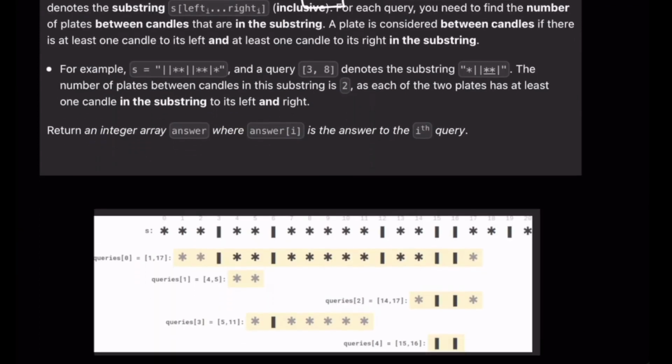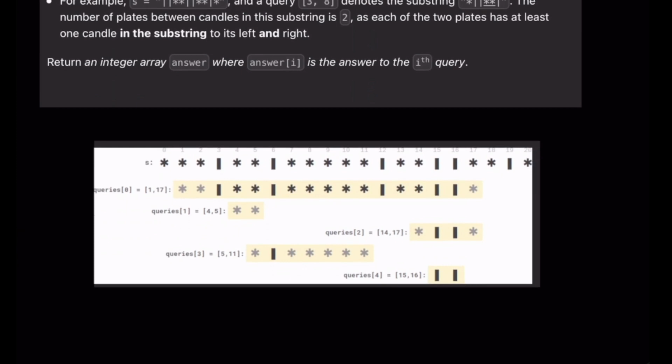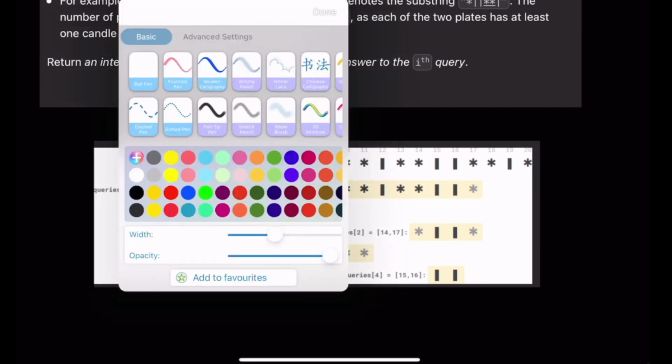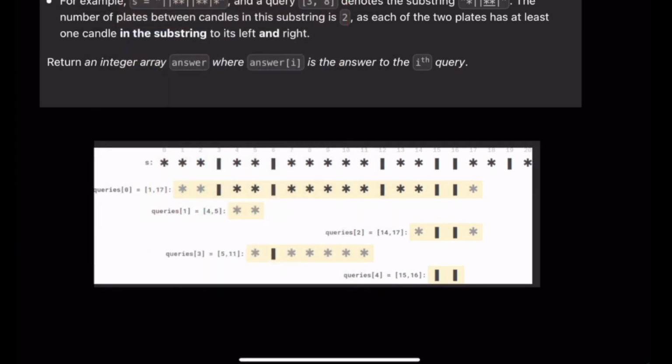in a given substring. So if you look at the given example, we're given a query of 1 and 17 right here. Now, this would create a substring as such. However, we don't count the plates from index 1 to 2 and 17 because they're not in between candles, right? They're just plates that are not in between candles.